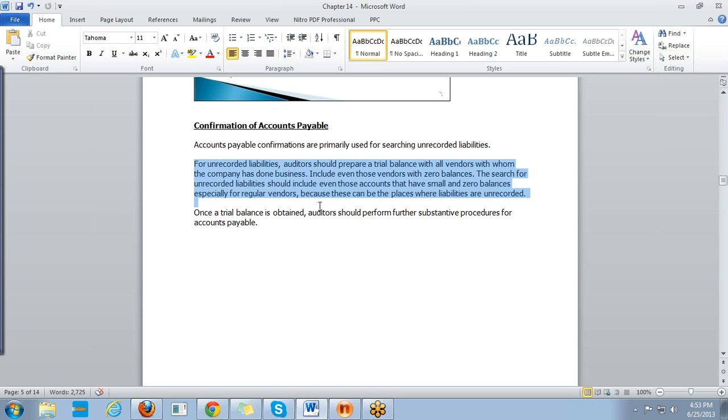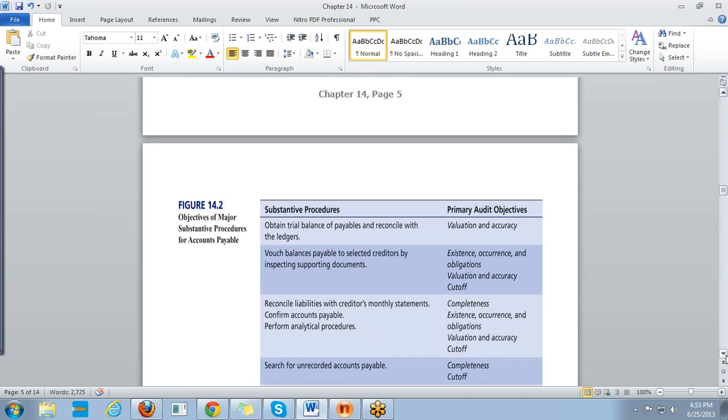Okay, so for unrecorded liabilities, prepare a trial balance with all vendors with whom the company has done business. Include those vendors with 0 balances. And then make sure the journal entry is done. Once the trial balance is obtained, auditors should perform further procedures for accounts payable. And here it is.